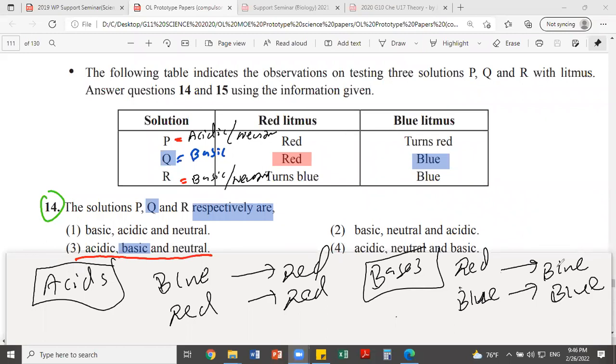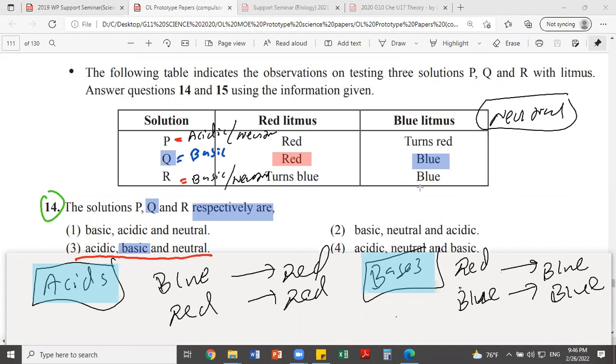No change. Is that clear? Bases, no change: blue litmus remains blue. Acids, blue litmus turns red, red to red. And neutral ones, okay, I'll write the third one at the top, in this corner. Neutral ones: blue to blue and red to red, no change.